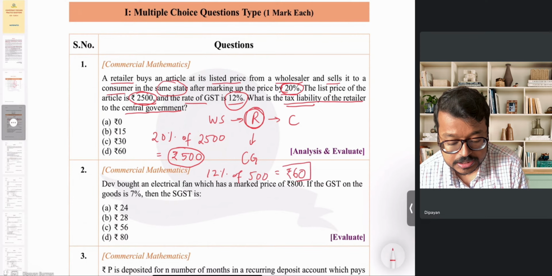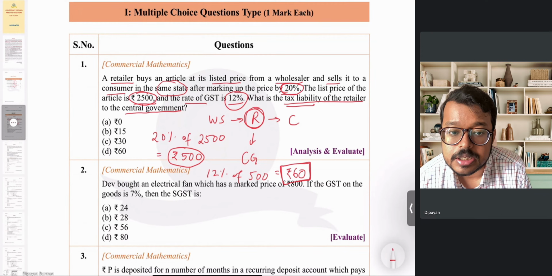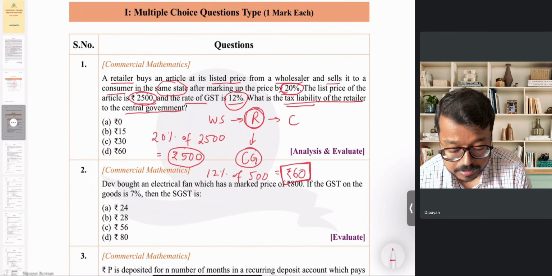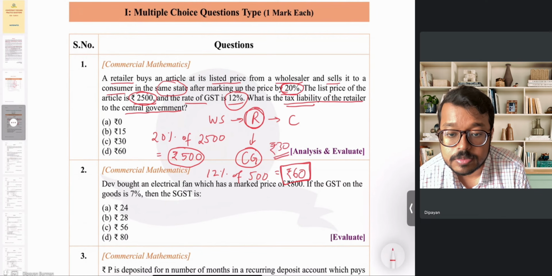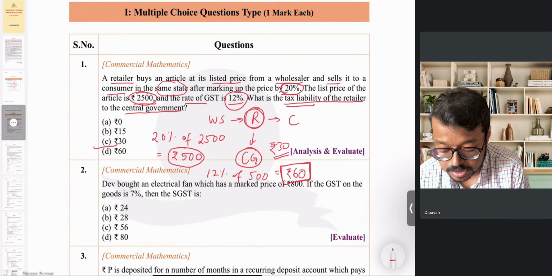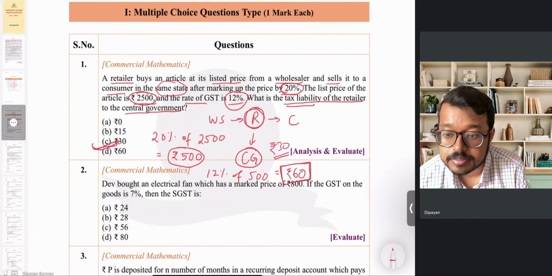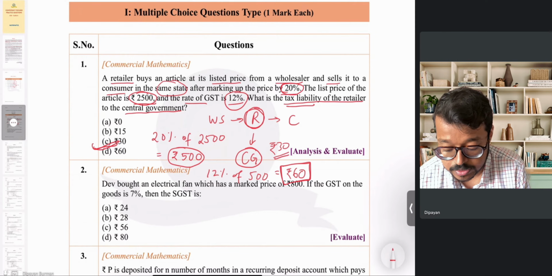Now 60 is the net tax liability for the retailer and half of it is going to the central government. So half of 60 will be rupees 30. That is to be paid to the central government. So the answer is option C, 30 rupees. Question number 2.